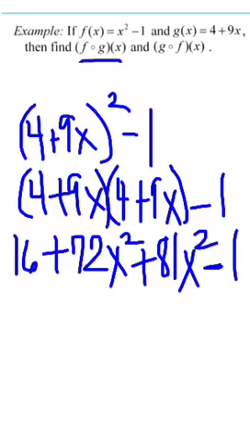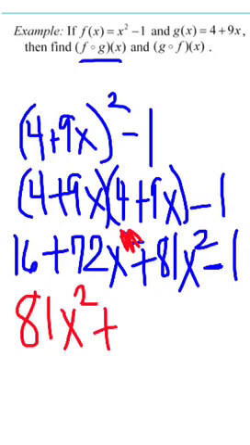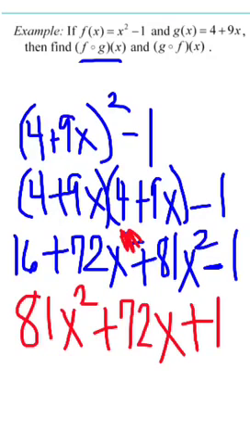And that middle term should just be 72x. I apologize for that. Now we can combine like terms. Bring down the 81x squared plus 72x, and 16 minus 1 will give us a positive 15. So this would be the composite function f of g of x, or the very first one.